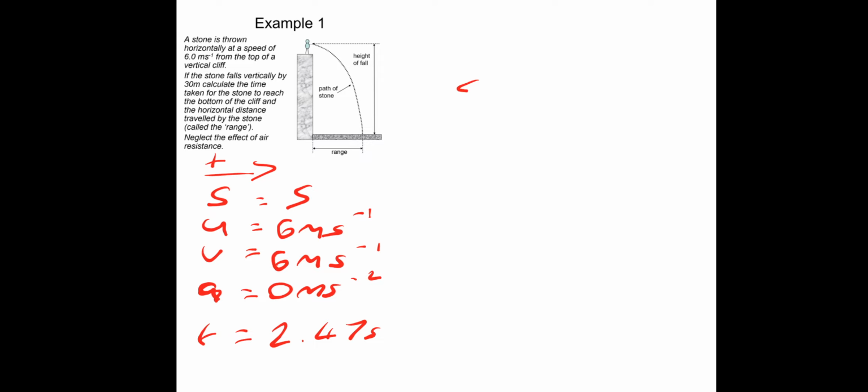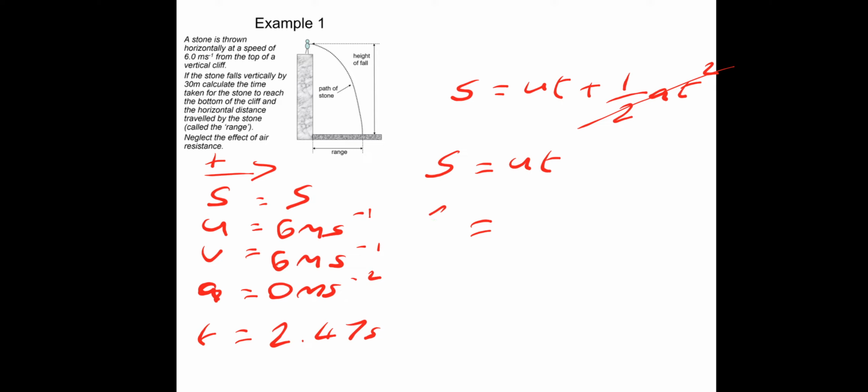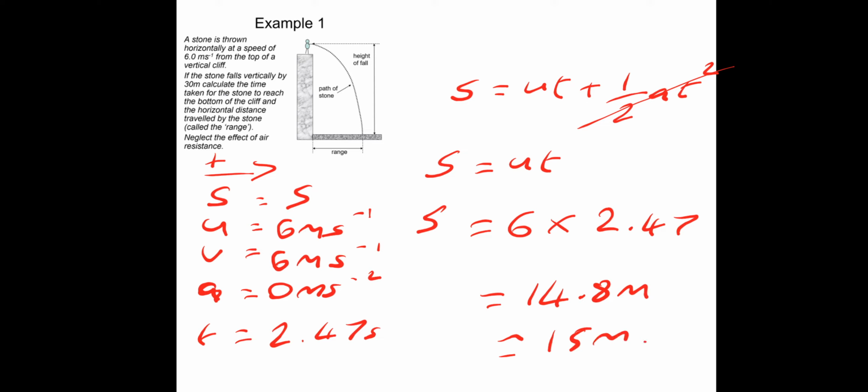So we could use s equals ut plus half at squared. But of course the acceleration is 0. So this goes to 0. So we're simply left with displacement is equal to speed times time. It'll be a recurring theme in these questions and should be a recurring theme in your examinations. So displacement is constant speed, which is 6, multiplied by the time that the stone is in the air for, 2.47 seconds. So simply s equals ut. If you put that in your calculator, you'll get 14.8 meters, which rounds to 15 meters to two significant figures.